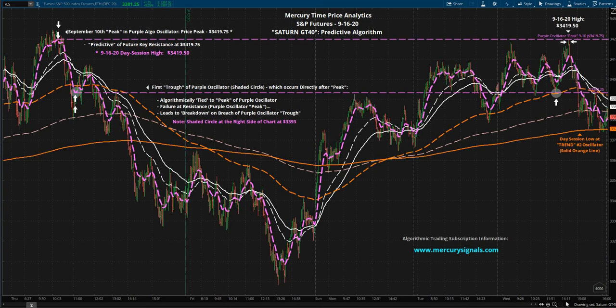We're going to give you a special look at our SATURN GT40 algorithm. My friends, I've been trading for over 40 years, and this is one of the coolest things from a technical perspective that you'll ever see.